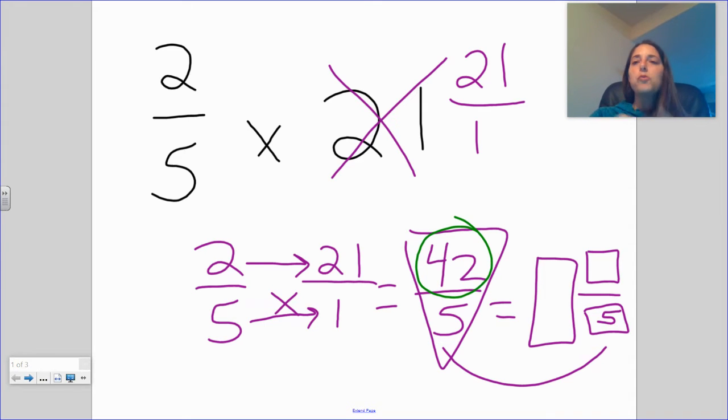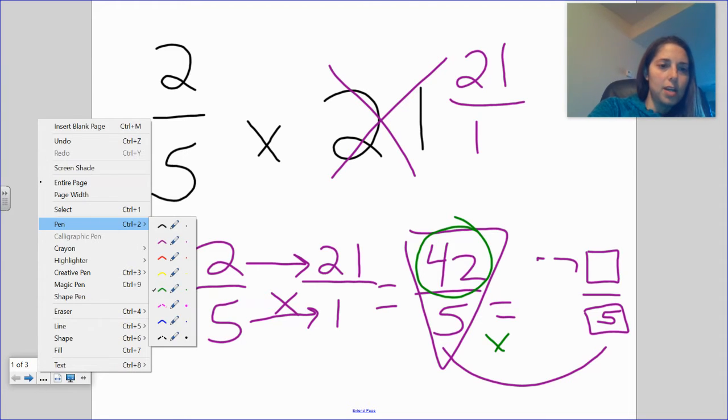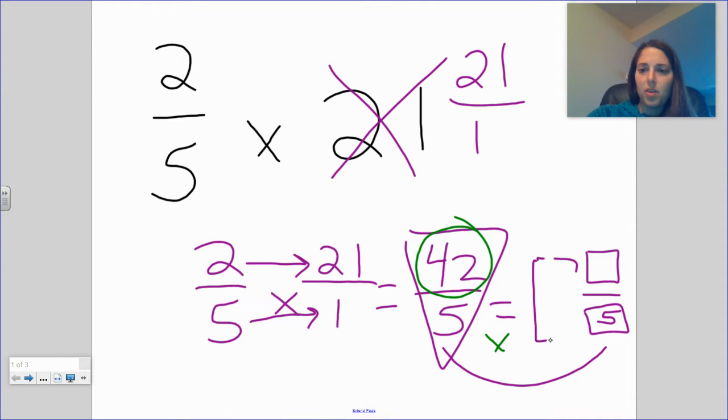We have 42 fifths in our hand, and we know that we're dividing them into groups of 5 because 5 fifths makes a whole. So our job is to figure out how many groups of 5 can we make out of 42. In other words, 5 times what is going to get me as close to hitting that target of 42 as possible? Whoa, I deleted way more than I wanted to there, didn't I? Let me put that box back there.